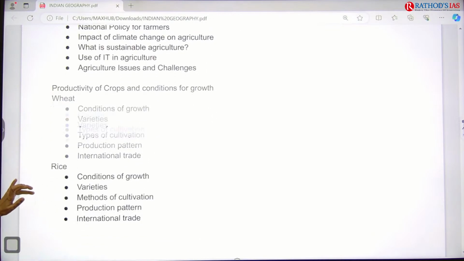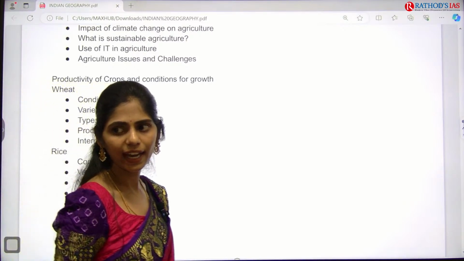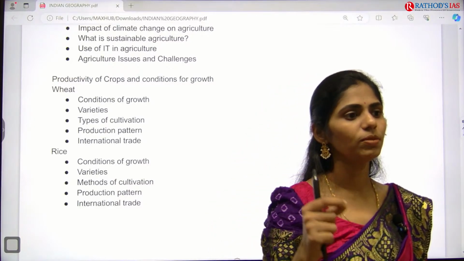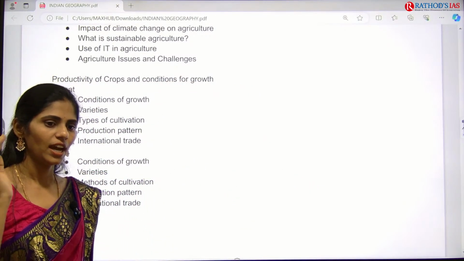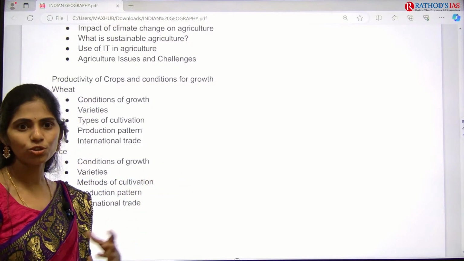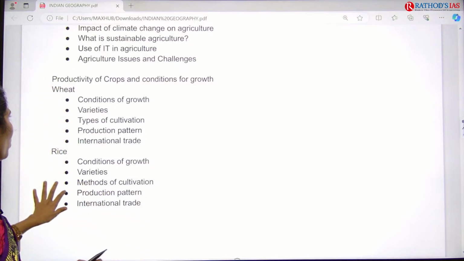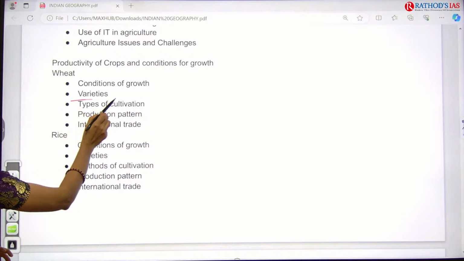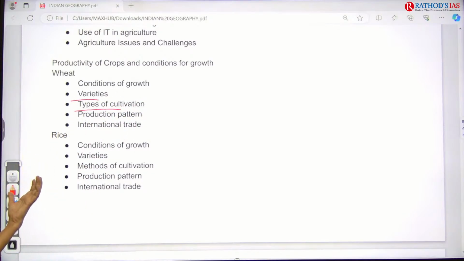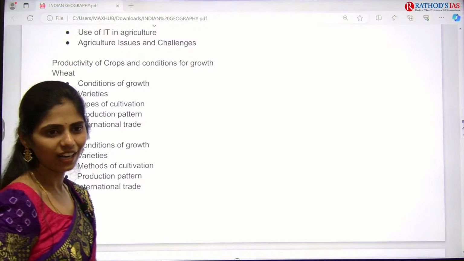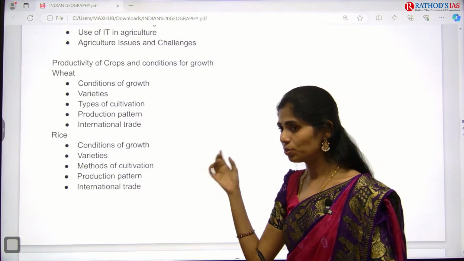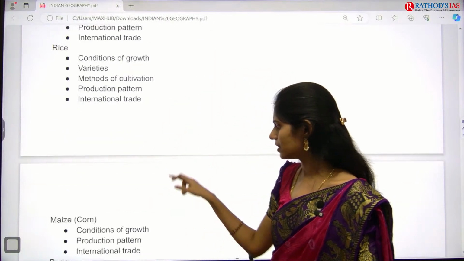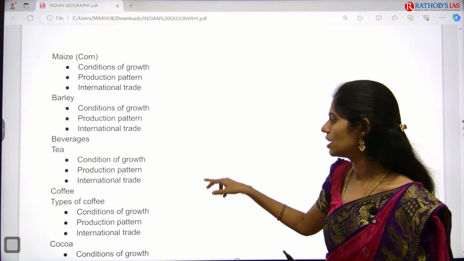Next, you have to know different types of crops, and see the suitable geographical conditions for growing each crop. For example, for wheat we need moderate temperature, not high temperature, and we need rainfall. But this rainfall should not be there for cotton. Clear? Here you have to know conditions of growth, how many varieties there are, types of cultivation, and trade. You have to know everything about each and every crop we grow in India, because we don't know where UPSC will ask the question. Last time it asked about coffee and tea, and even rice many times. So you have to know about wheat, rice, maize, barley and beverages like tea, coffee, cocoa.